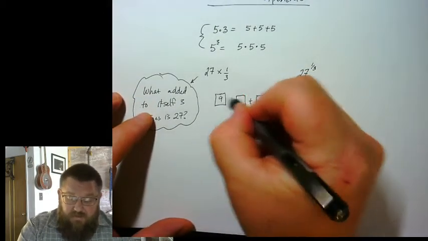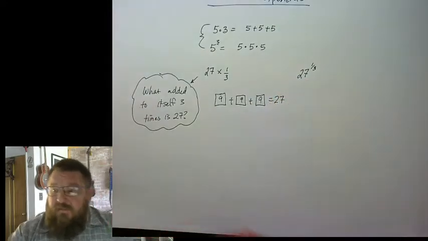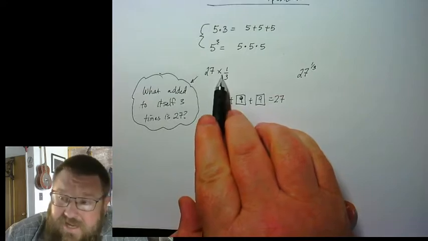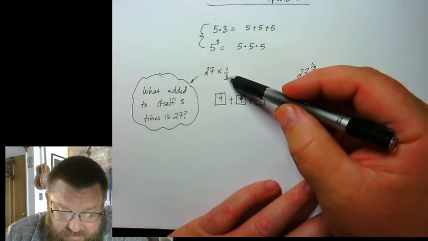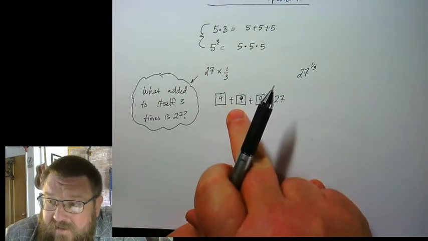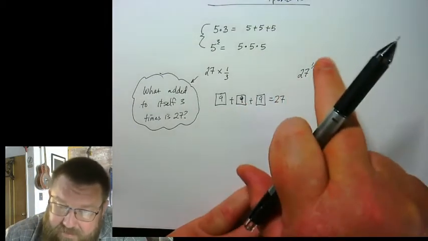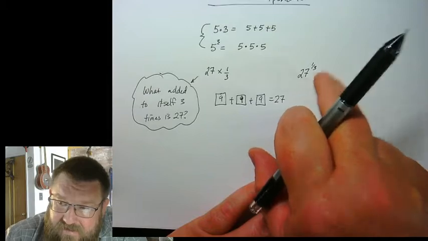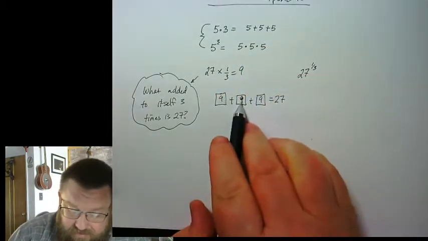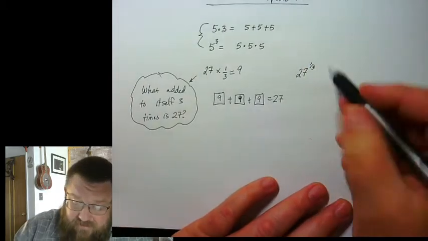So would you guys agree that it would be 9? 9 plus 9 plus 9 is 27. Now, of course, that's not how you do the simplification, because you've been taught, how many times does 3 go into 27, right? Of course, it's 9. But this is what it means. And if we can approach it by what it means, then we can apply that same idea here. I'll show you. So this is equal to 9, because that's the number added to itself 3 times is 27.